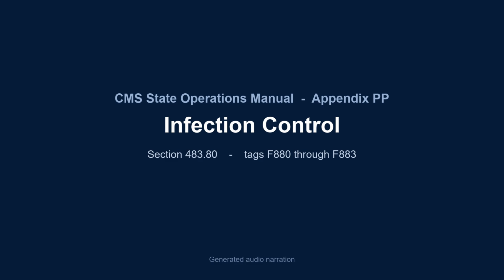483.45(c), F880 Drug Regimen Review. A pharmacist must perform a medication regimen review, MRR, at least monthly, including review of the medical record and identify any irregularities, including unnecessary drugs.